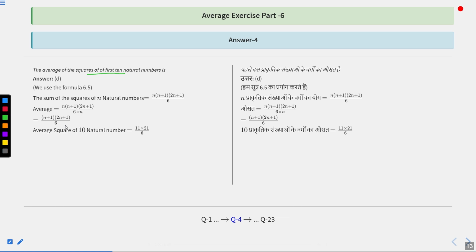The average needs to be calculated, because this is the formula for the sum of the squares of n natural numbers. So what will be the average? We divide by n. When we calculate it, we get 11 into 21 upon 6. Clear? So when we calculate it, we get the average, which is 38.5. Next.